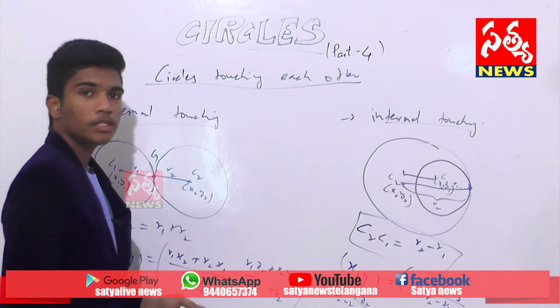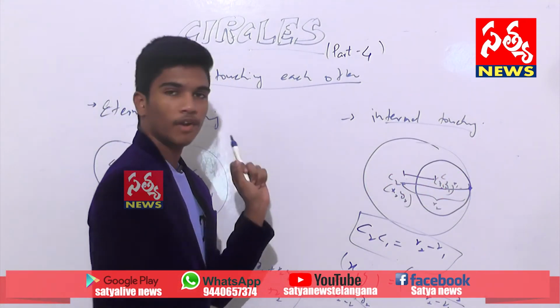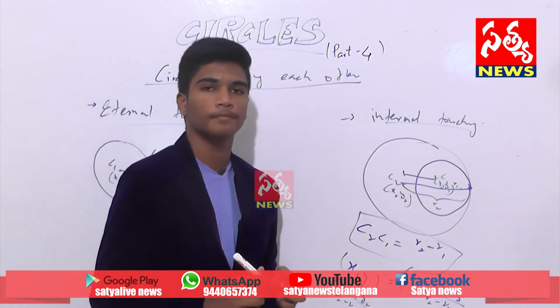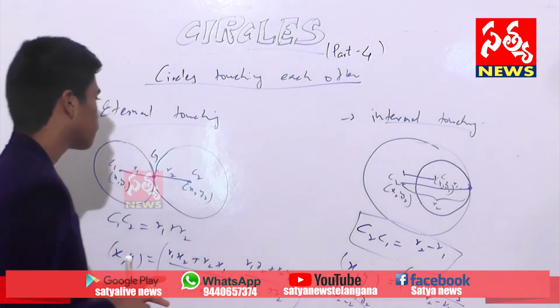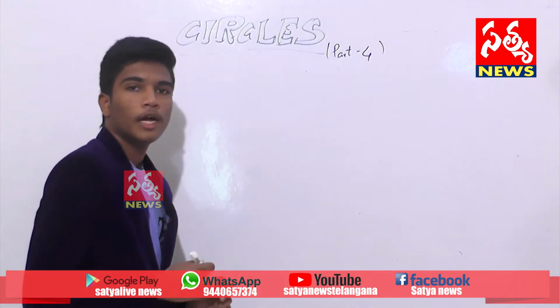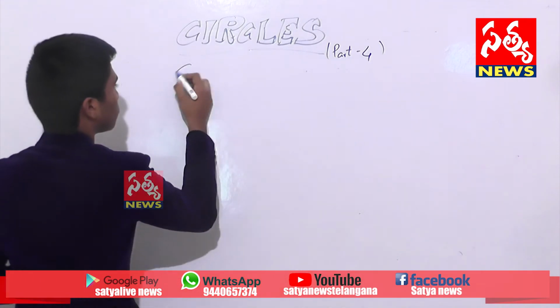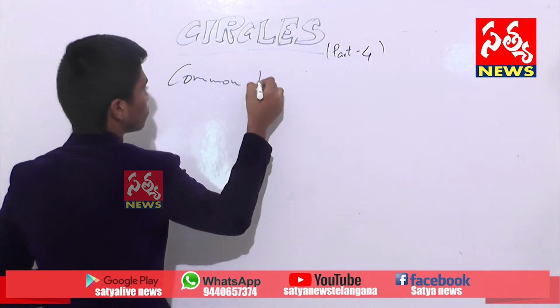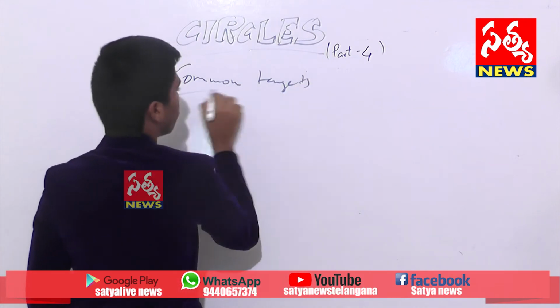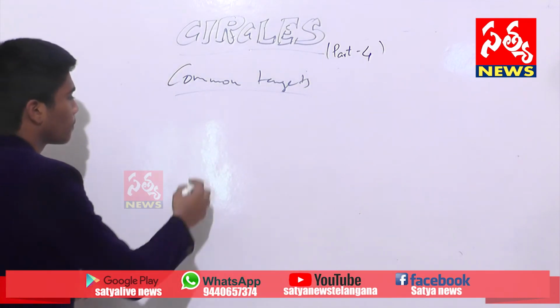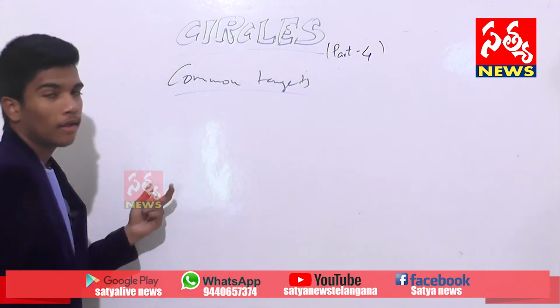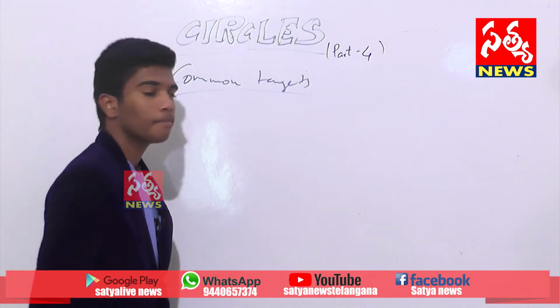Okay, these are the formulas or else the conditions for internal touching and external touching. Hope you got it. And next, let's learn about common tangents. Common tangents. I will explain this by using some examples.